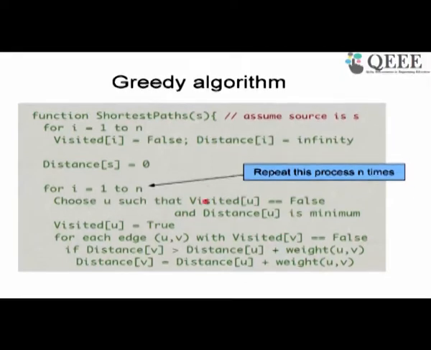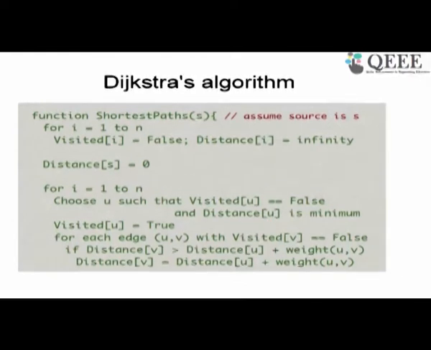Unlike in all the other things that we had, we are not using i anywhere, which means that this i is used only to count n times. You have to repeat n times. What process are you repeating n times? Pick a node that has not been visited so far and whose distance is minimum, and update the distance of the neighbors of this node. You repeat this process n times, and the greedy algorithm, if repeated like that n times, will always find the shortest path.